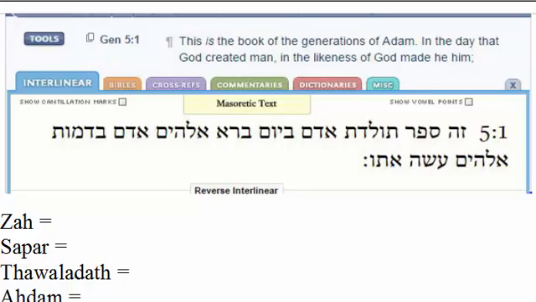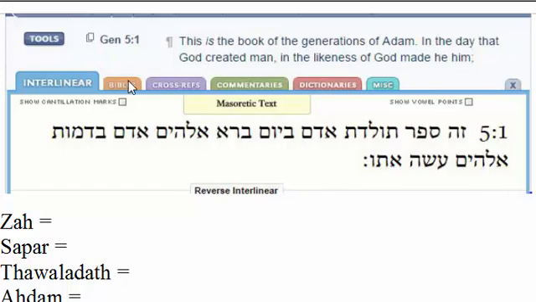Today's lesson is going to be on Genesis, the 5th chapter, the first and the second verse. We're basically going to read it in the Hebrew and go through the breakdowns of the words so you can get familiar with the Torah when you're reading it.